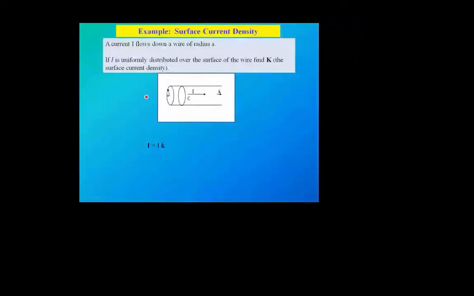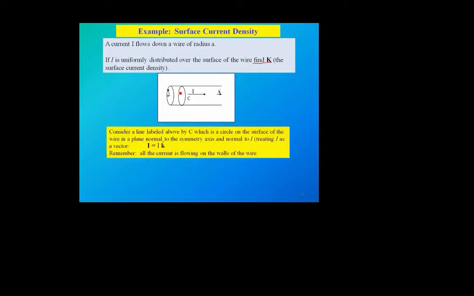Well, let's just look at an example. This would be very simple again, like our volume current density example. Suppose you have a current I flowing down a wire of radius a. We'll assume that I is uniformly distributed over the surface of the wire, and we define capital K, the surface current density. So all this current is flowing on this surface. We're going to consider a line, this line here, which is a circle on the surface in a plane that's normal to the direction of the current flow, which we'll take as the K hat direction.